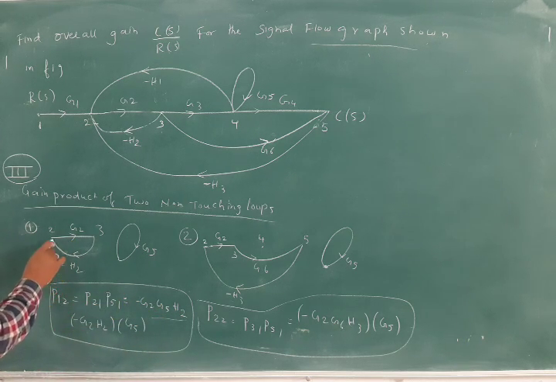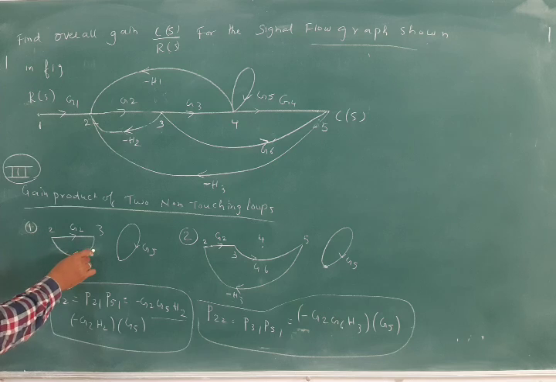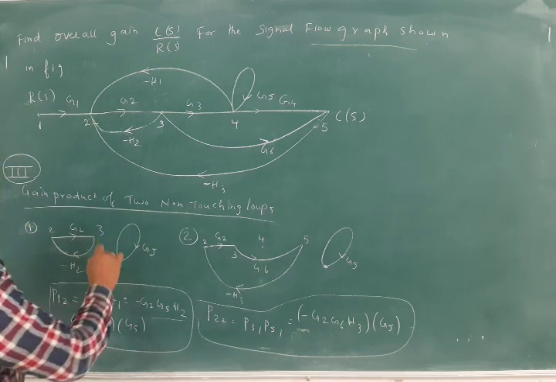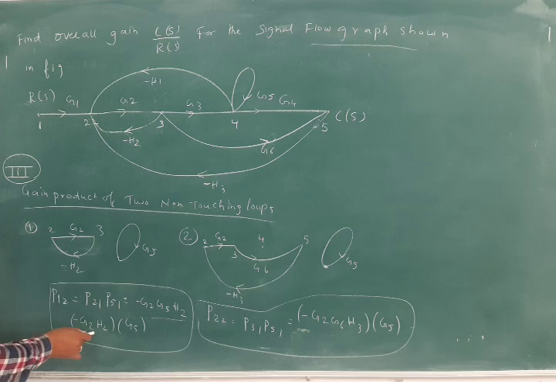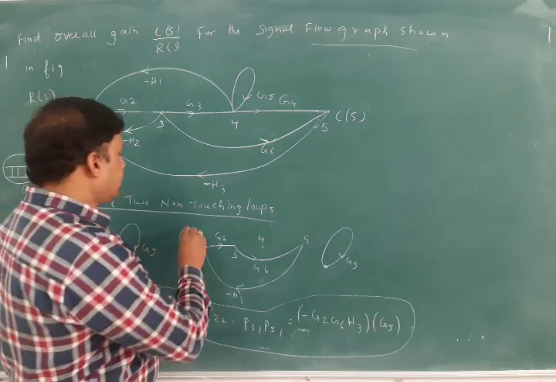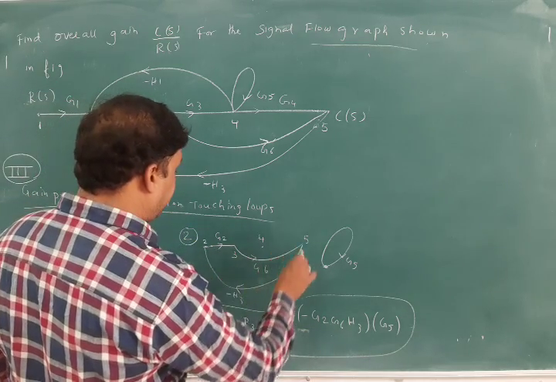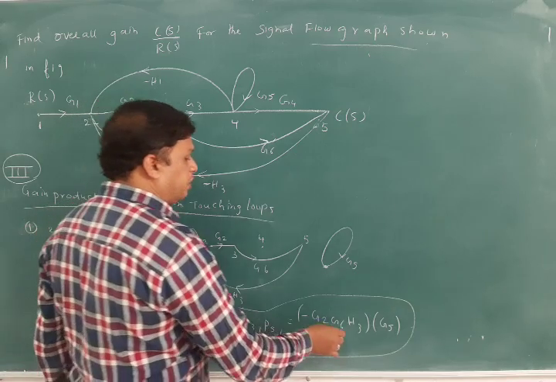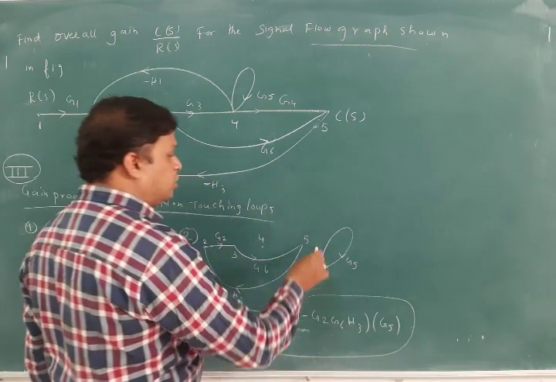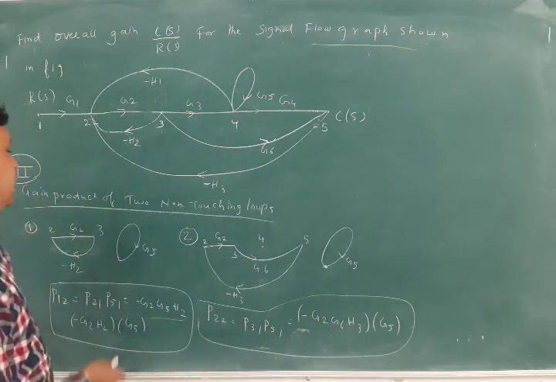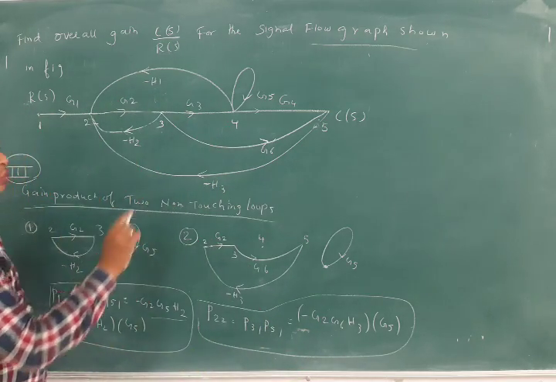G2 H2 is the gain of this particular loop, and G5 is the loop gain of this other loop. We make the product of minus G2 H2 and G5, minus G2 H2 because H2 is involved in this case. And here we have G2, G6 and minus H3, which is one loop, and again G5 is another loop. So the product of these two loops is the gain product of two non-touching loops.